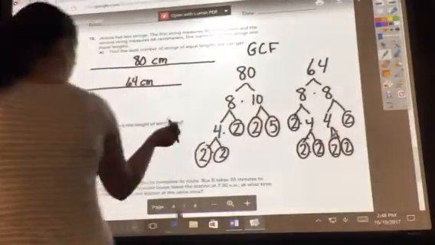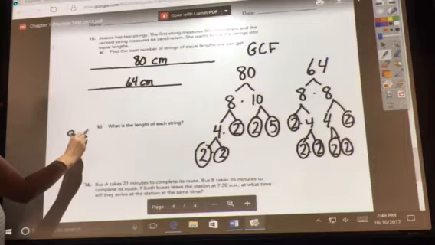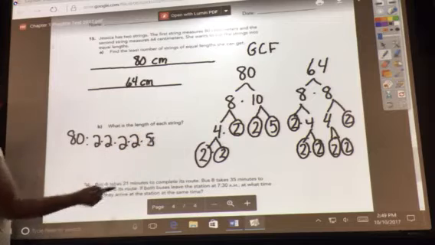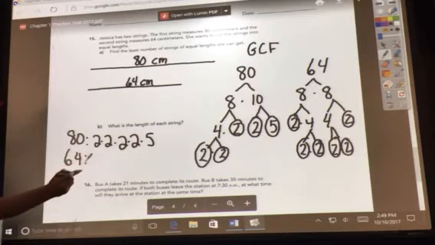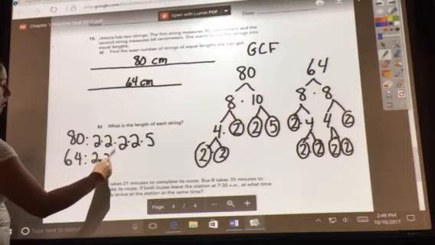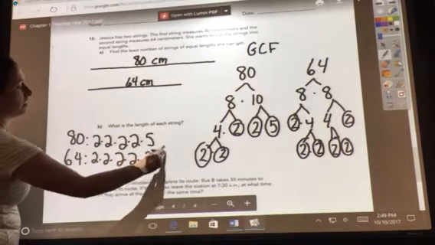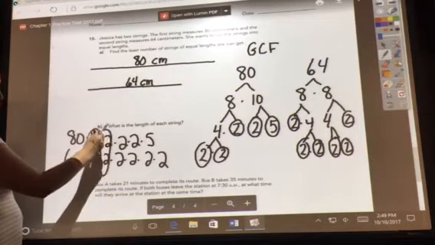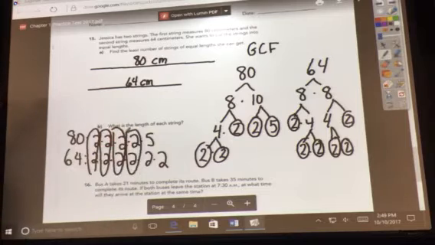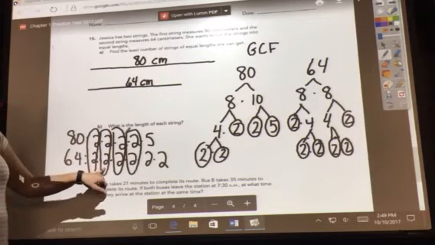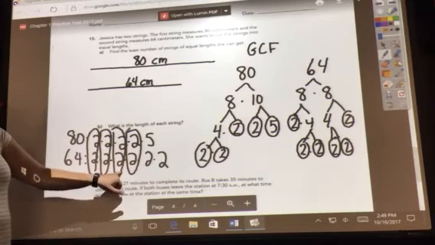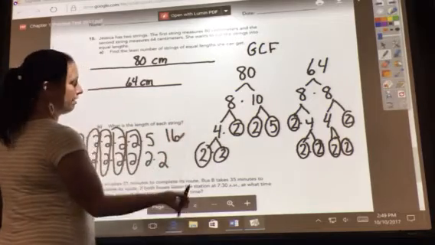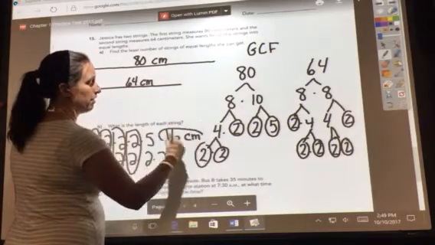So, what we do for greatest common factor is we make a list of all of our prime factors, and we do the same thing for 64. And I had 6 2s. And then we pair up as many as we can. So I have a pair of 2s, actually 4 pairs of 2s. So 2 times 2 is 4, 4 times 2 is 8, and 8 times 2 is 16. And what that's telling me is that my string has to be 16 centimeters long.